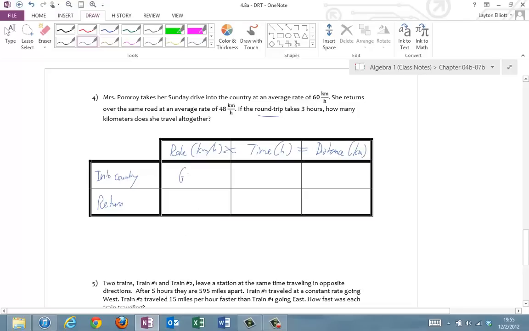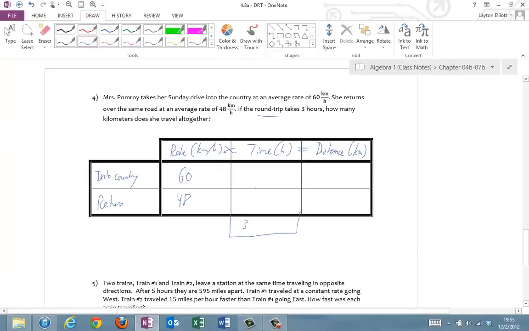The rate into the country is 60, the return is 48. The round trip takes 3 hours. Ooh, we have a total time, so I'm going to create a 3 here. How many kilometers does she travel altogether? Very easy way to do this.